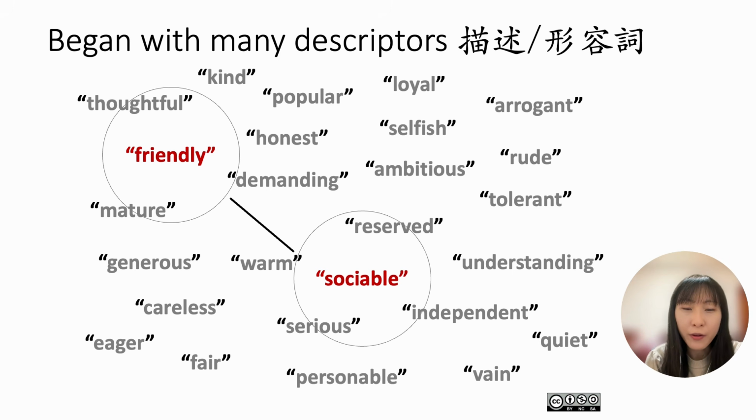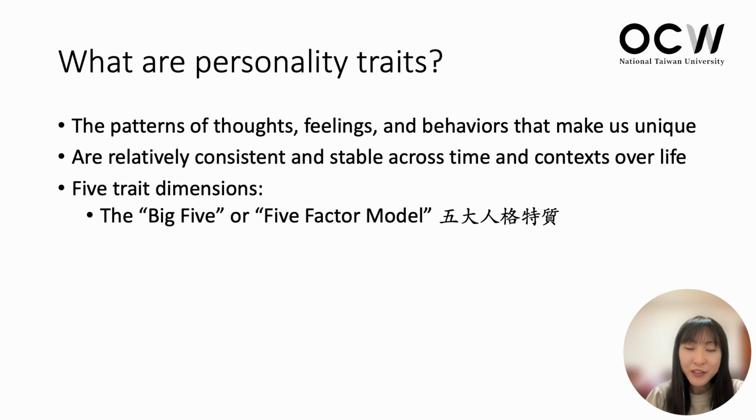For example, if a person is known to be friendly, they tend to also be sociable. Then this should be grouped together as a single trait. What are personality traits? They are the patterns of thoughts, feelings, and behaviors that make us unique and distinguish us from one another. Our personality traits are relatively constant and will remain similar across time. And psychologists have narrowed down the list into 5 basic dimensions, called the Big Five or the 5-factor model.